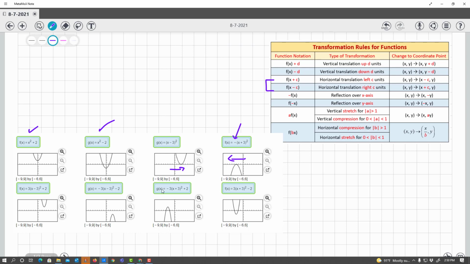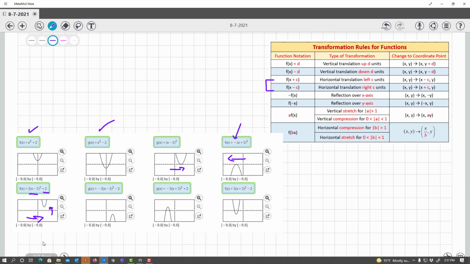Now each one of these has a value out front, and that has to do with the vertical stretch or vertical compression. Not really huge needed here, because you can already see which one of these are getting skinnier and so on. But all I'm going to look at is, once again, this is going to shift 3 units to the right and then shift 2 units up.